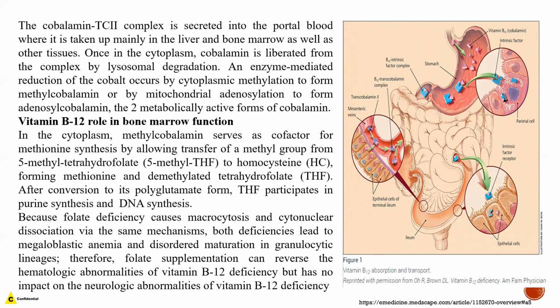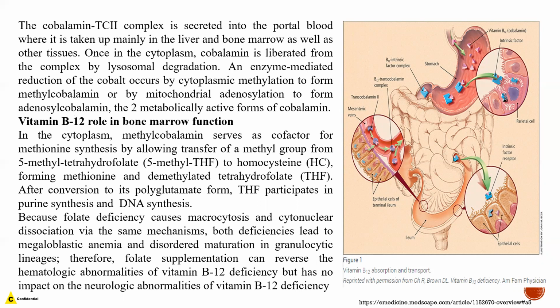The cobalamin transcobalamin 2 complex is secreted into the portal blood, where it is taken up mainly in the liver and bone marrow, as well as other tissues. Once in the cytoplasm, cobalamin is liberated from the complex by lysosomal degradation. The enzyme-mediated reduction of the cobalt occurs by cytoplasmic methylation to form methylcobalamin or by mitochondrial adenosylation to form adenosylcobalamin, the two metabolically active forms of cobalamin.